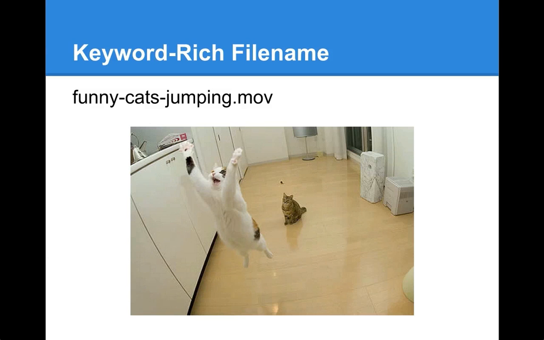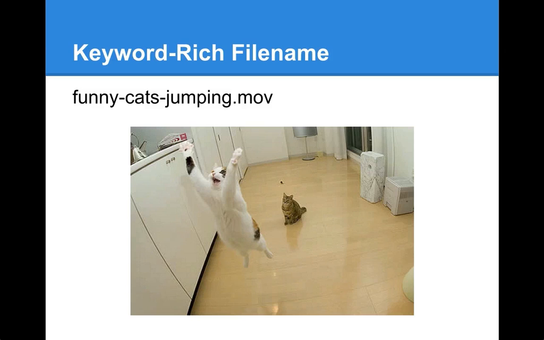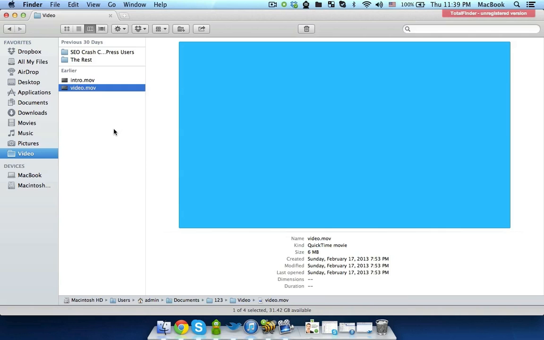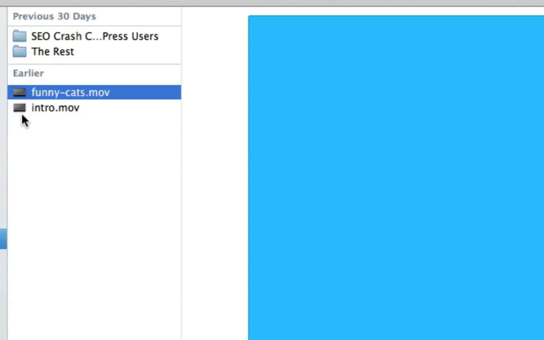First off, you need to create a video that you want to upload to your YouTube account and be sure to name it so that it contains your keyword. If you optimize your post for funny cats, you may want to name it funny cats jumping or something like that. You should use dashes to separate words in your file name. For example, I have this video file that is called video, and I'm just renaming it to funny cats. As you can see, I have two words here and they are separated with the dash.